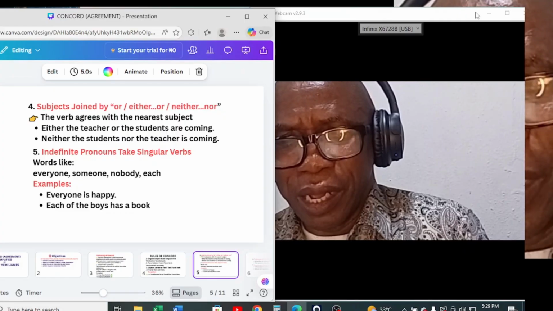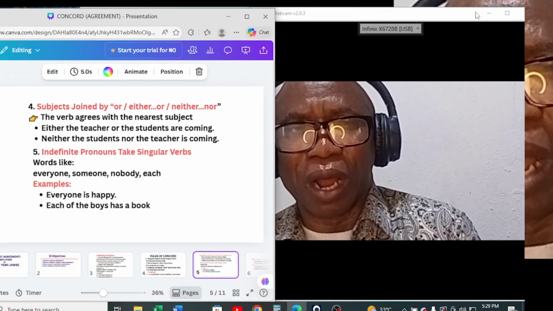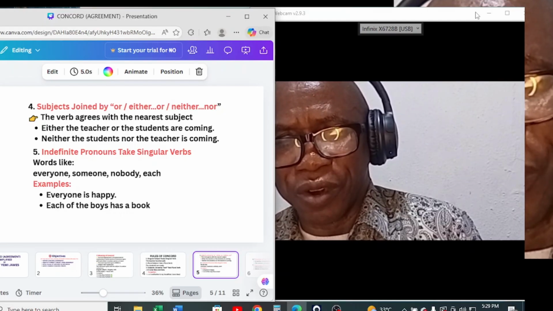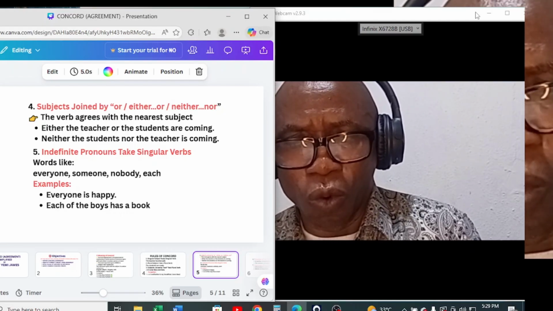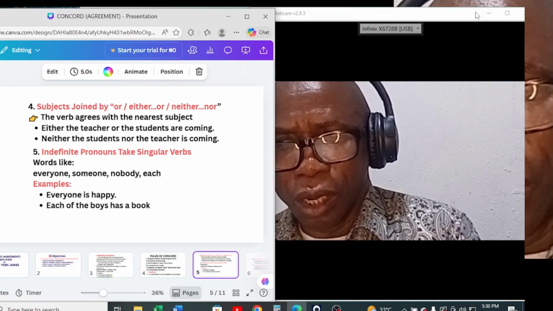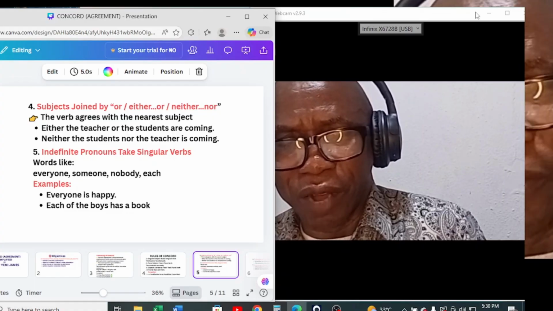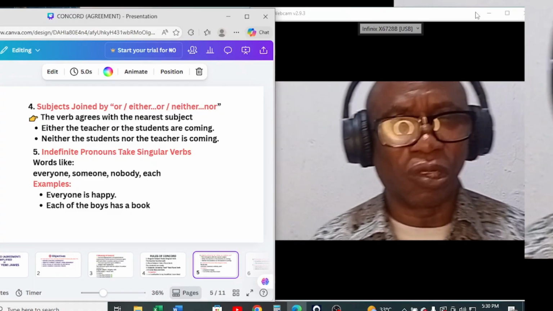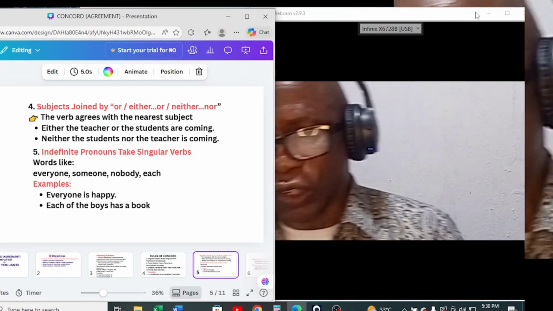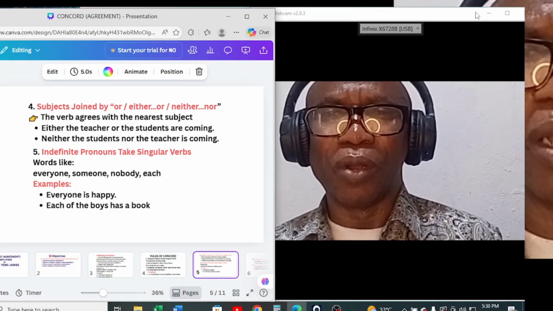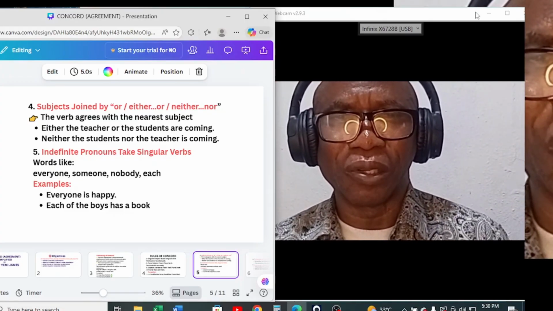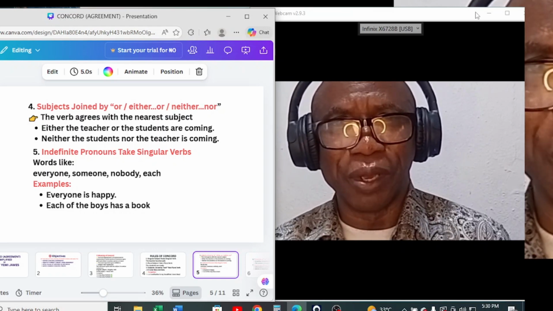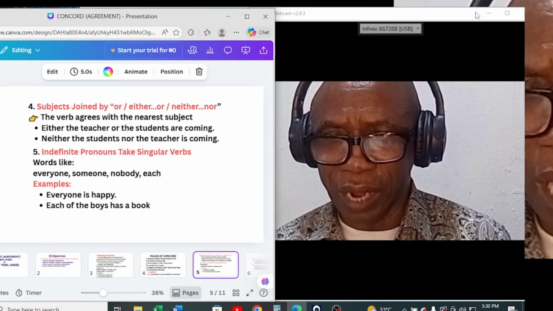Number 5, indefinite pronouns take singular verbs. You know indefinite pronouns. Examples: everyone, everybody, someone, nobody, each. These are indefinite pronouns, that is, pronouns that are not pinpointing somebody. So such pronouns are always considered singular, and therefore the verb that goes with them should always be singular. Let's take note of that.